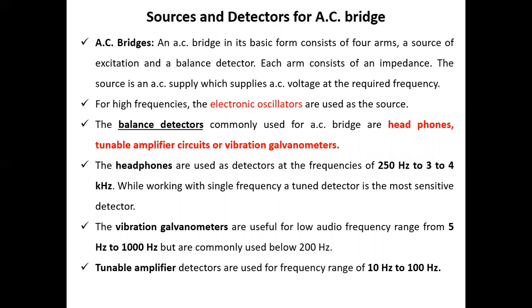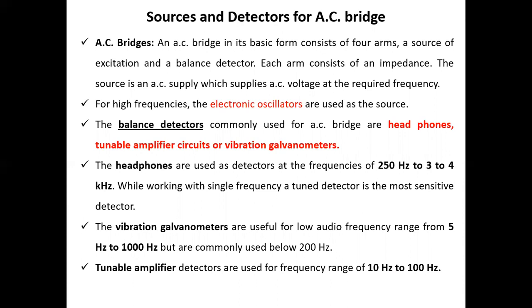In AC bridges, the source is a single phase 230-volt AC supply. For a high frequency source, we use electronic oscillators. And as detectors, there are three detectors used for AC bridges. First one is the headphone, second is the tunable amplifier circuit, and third one is the vibration galvanometer.